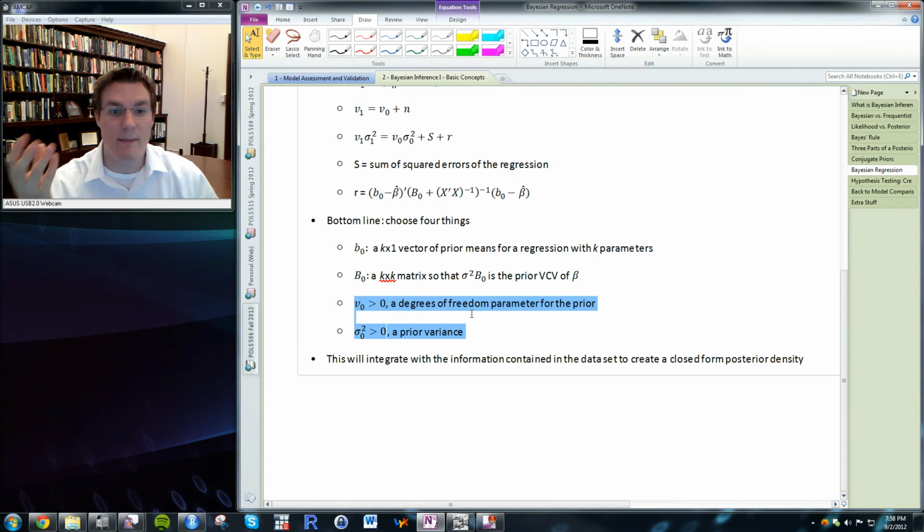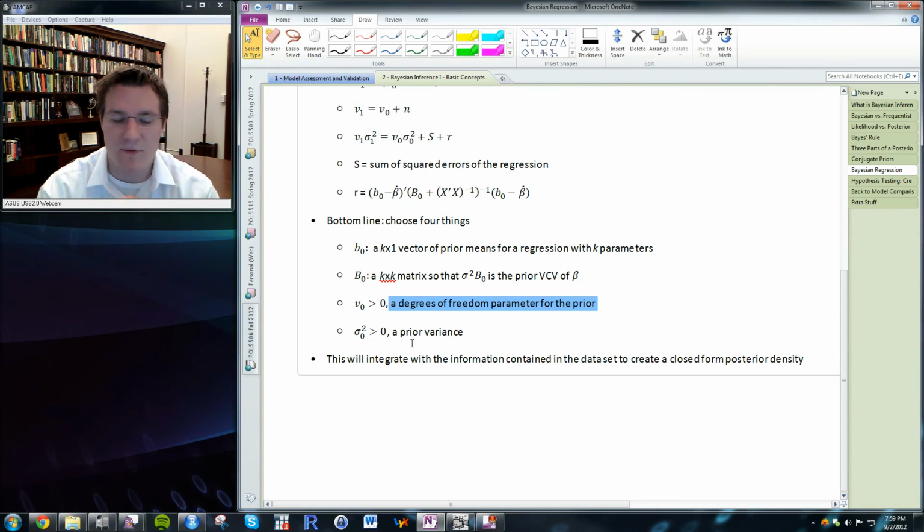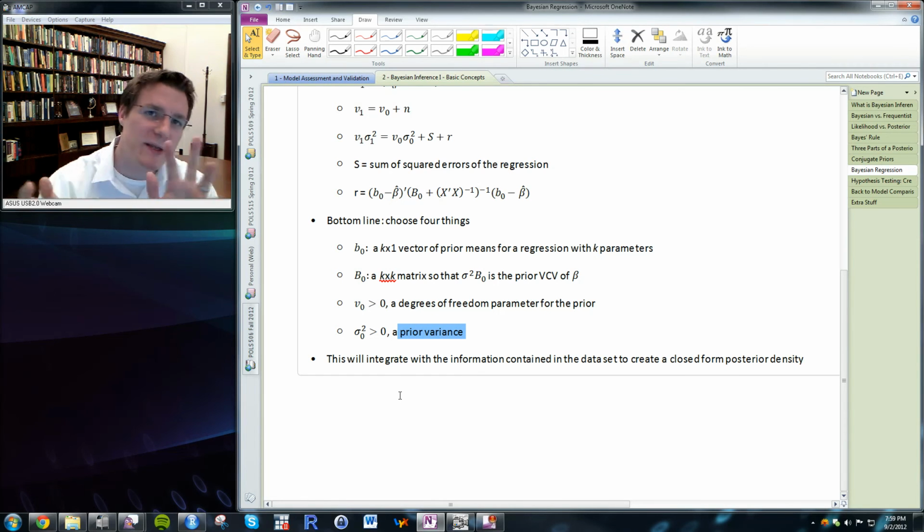I also need to specify some prior information about sigma squared, which is basically the level of error contained in this data generating process. One of those parameters is V0, which is the degrees of freedom for the prior. Another one of those parameters is sigma 0 squared. What these two things add up to is, when combined, the sum of squared errors for the prior regression that we're sort of running as a fictitious idea.